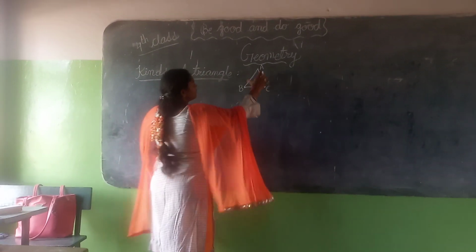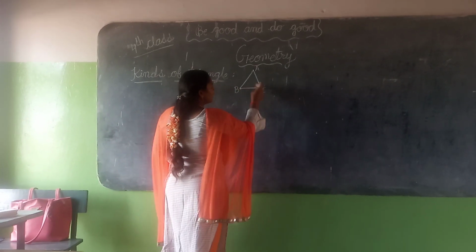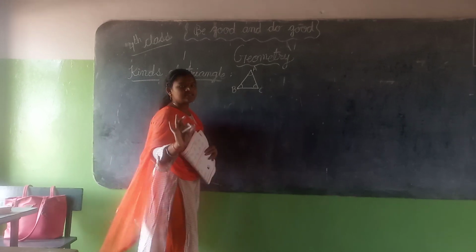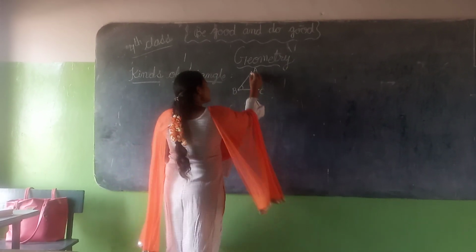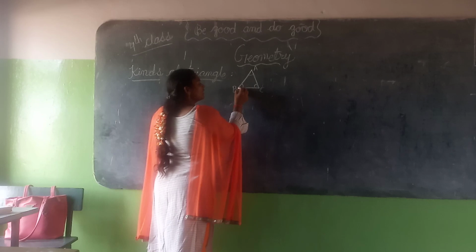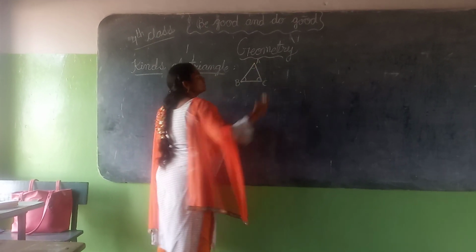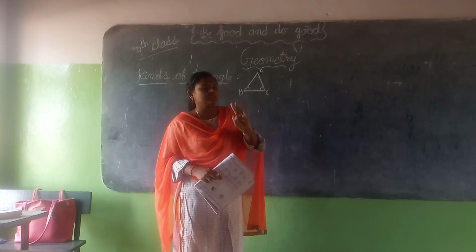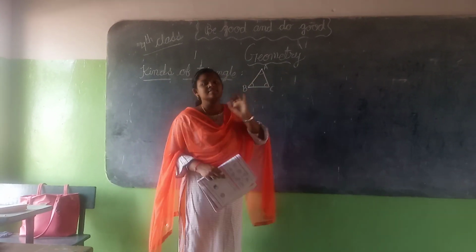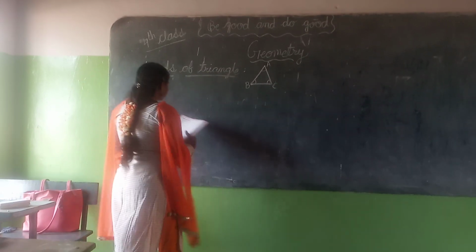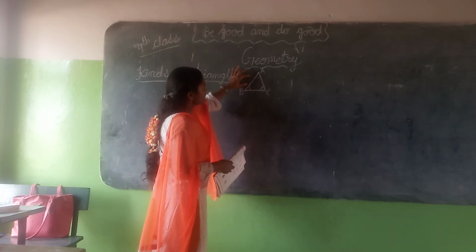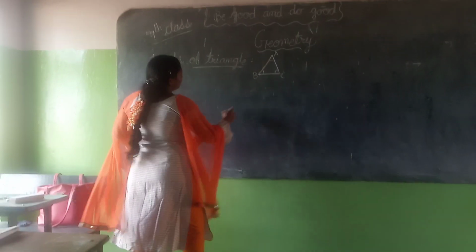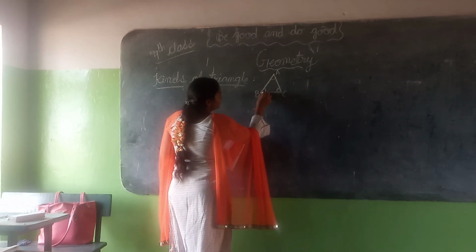Okay? Three vertices in one triangle and three angles: angle A, angle B and angle C. Three angles in the triangle and three sides: AB, BC and CA. So one triangle has three vertices, three angles and three sides. Okay? In this triangle the three sides are AB, BC and CA.